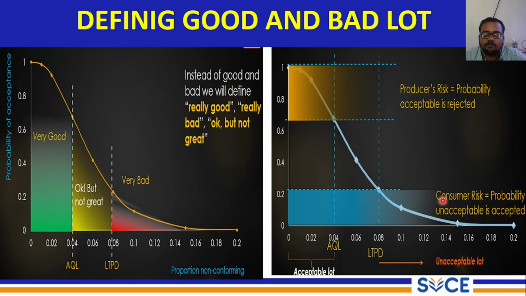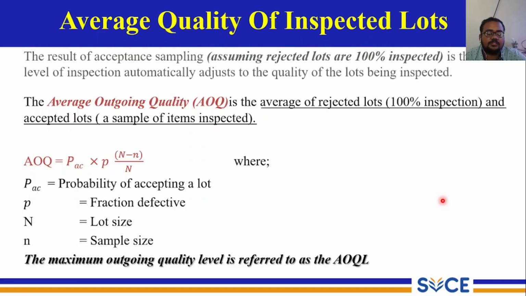Of course, the consumer's risk comes as a beta, which is the probability of acceptance of a bad lot, the probability of accepting a bad lot. That is what your consumer's risk beta is about.